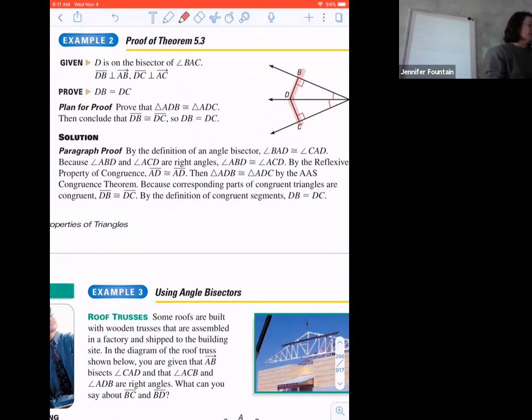And so by the paragraph proof, by the definition of an angle bisector, angle BAD is congruent to angle CAD. We talked about that just a minute ago, that these two angles here are congruent. Because angle ABD and angle ACD are right angles, then we know that angle ABD is congruent to angle ACD. Okay, so we're talking about our right angles, so those are now congruent. So I've shown that this is congruent and this is congruent.